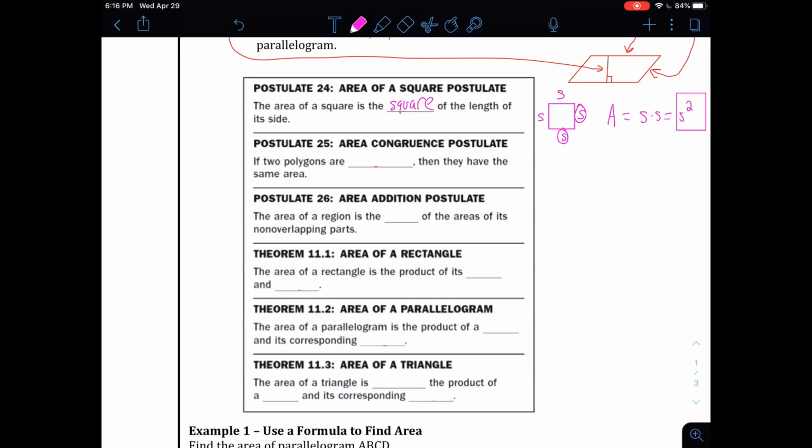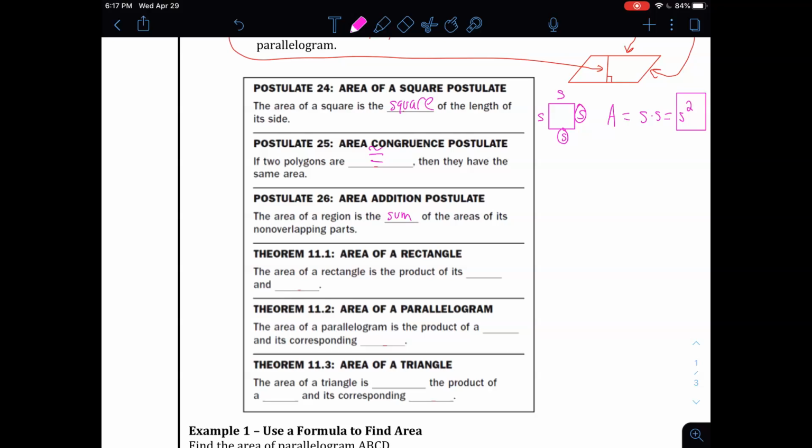Area congruence postulate. If two polygons are congruent, then they have the same area. Area addition postulate. The area of a region is the sum of the areas of its non-overlapping parts. I should have mentioned up here, hopefully this makes sense to you guys, is basically if you have two congruent shapes, they're going to contain the same amount of space inside of them. They're not going to be different. That would be kind of crazy.